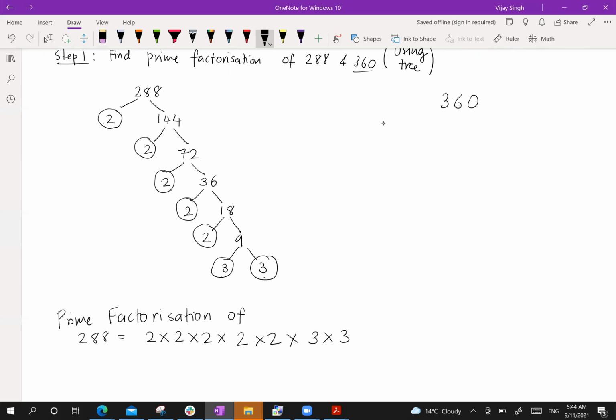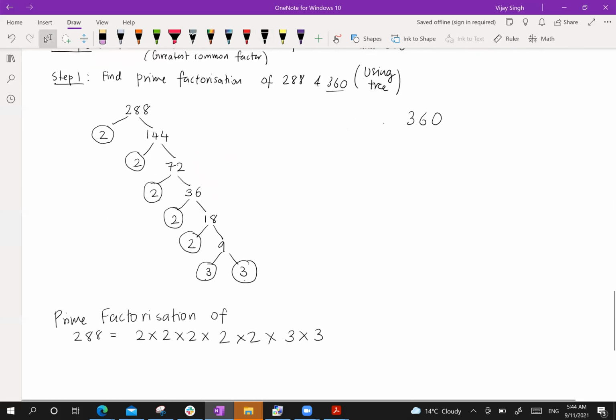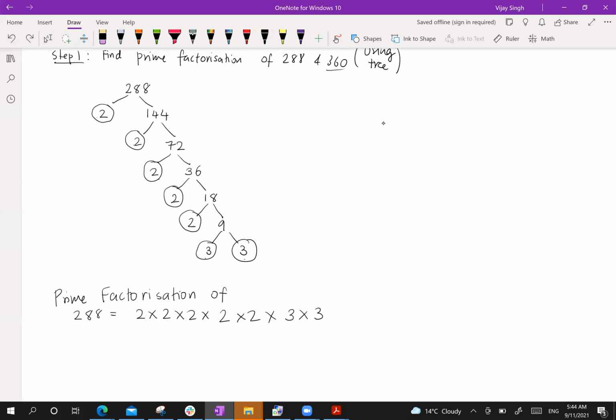Again, we'll use the same technique. 360 can be thought of as, now you can say, oh well, it's 10 times 36. I can either keep dividing by 2 like this, or I can try to be quick by saying 360 is 10 times 36, right? And 10 is the same as 2 times 5. These are primes already, so I'll stop there for that branch.